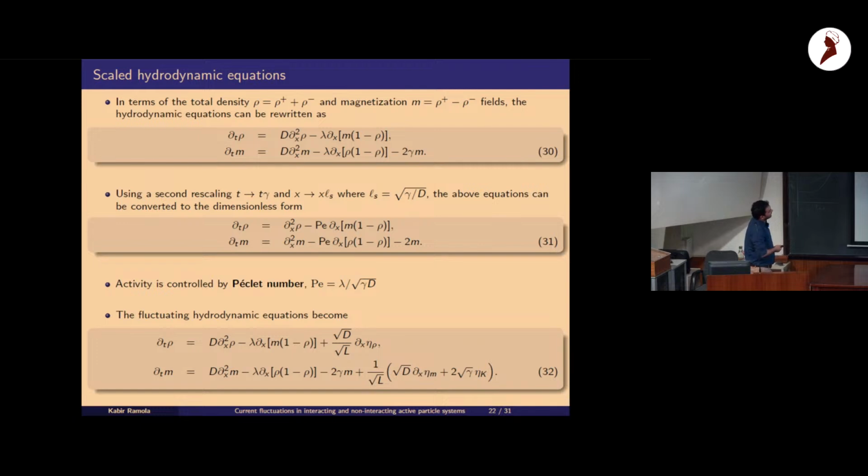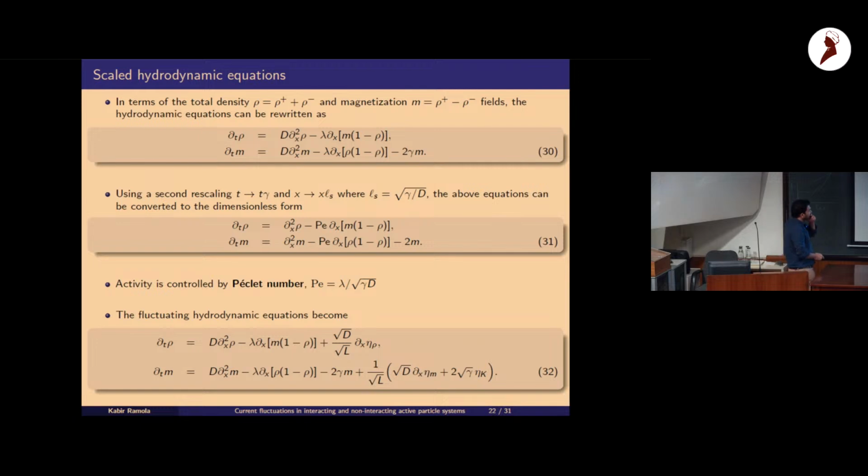You can actually write down scaled hydrodynamic equations for this model, where you can write down density and magnetization, very similar to the two quantities that I was considering for the non-interacting case. You have a density variable, which is the total number of particles in space, and you have magnetization, which is the difference between the rho plus and rho minus fields. If you look at the density variable, you get this very nice conservative equation because the density is conserved. But if you look at the magnetization variable, it is not conserved. You have this extra term here, and you can actually perform a second rescaling and write everything in terms of this Peclet number. And the fluctuating hydrodynamics equations take a particularly simple form when you do such a scaling.